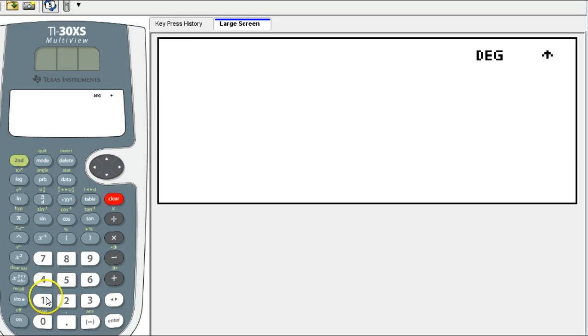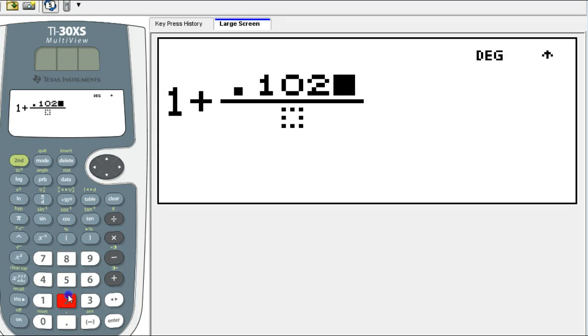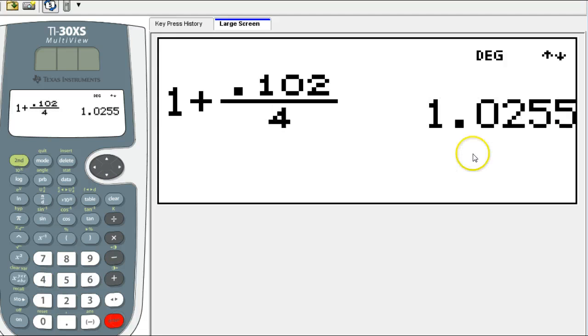So let's find this decimal. So 1 plus 0.102 over 4. Okay, so that's this. Oh, you know what? The 4 decimal places, that's this whole thing anyway, so I don't have to actually round. Great. Alright, so 1.0255. Do not round this. Don't put 1.03 or anything like that. We need all of these decimals, all of this accuracy. 1.0255.